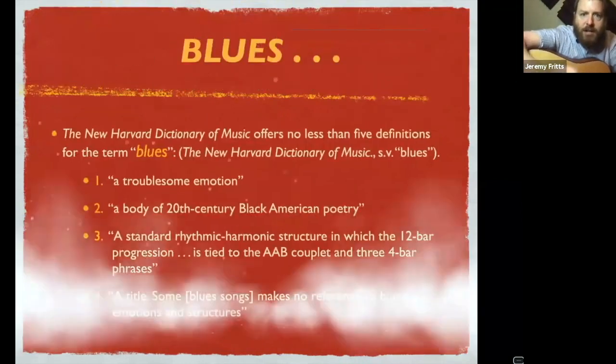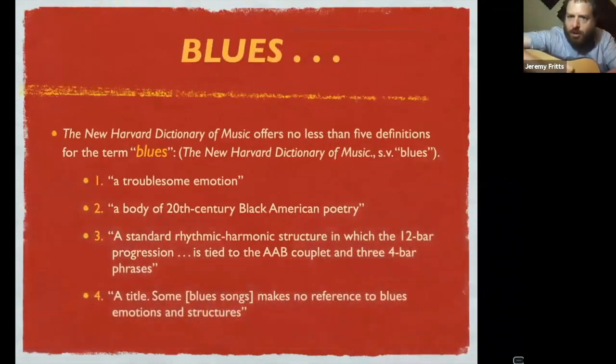And finally, I want to talk about blues in general. You can already hear some blues ideas springing forth in my playing today, but there are many definitions of blues. Blues can mean a lot of things to a lot of people. Some of the definitions that we find are, number one, a troublesome emotion, a person's feeling disturbed about something.